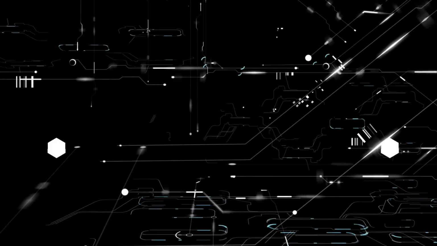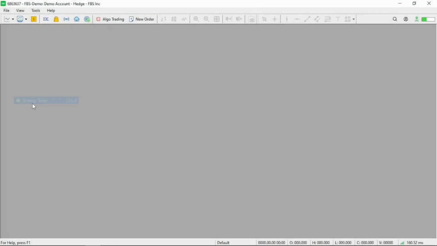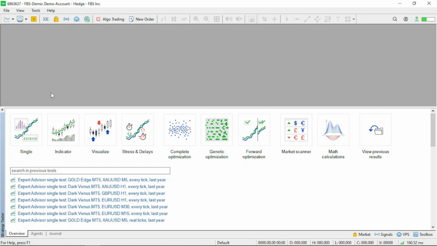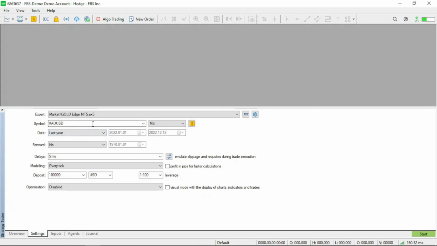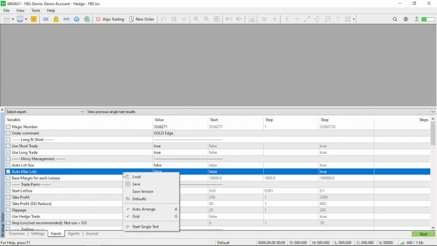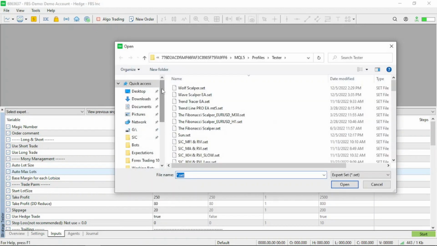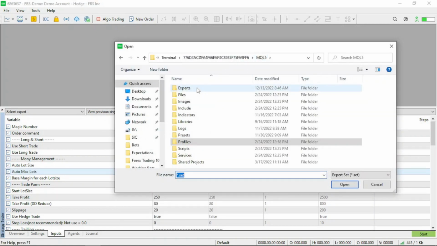So on MetaTrader 5, in the strategy tester, we are going to load the set file that the author has provided. To do this, I'm going to select a single test. I'm going to select the gold symbol and the 5-minute time frame. I will be doing the test for the last year on a $1,000 cent account. So let's load the set file that the author has provided us.